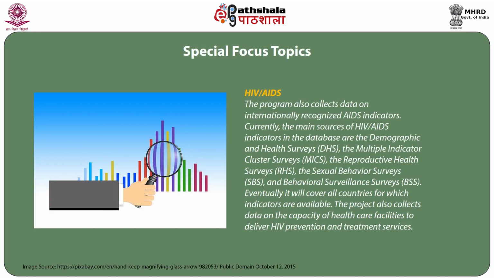Currently, the main source of HIV/AIDS indicators in the database are the demographic and health surveys, the multiple indicator cluster surveys, the reproductive health surveys, the sexual behavior surveys, and the behavioral surveillance surveys. Eventually, it will cover all countries for which indicators are available. The project also collects data on the capacity of healthcare facilities to deliver HIV prevention and treatment services.